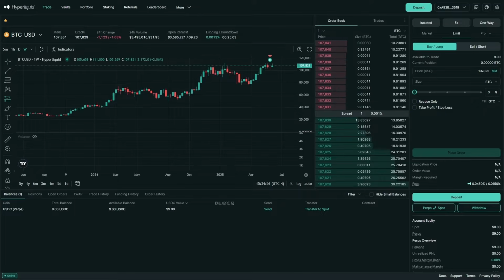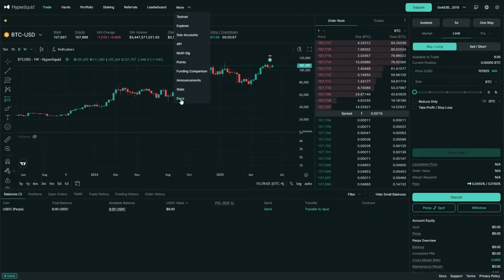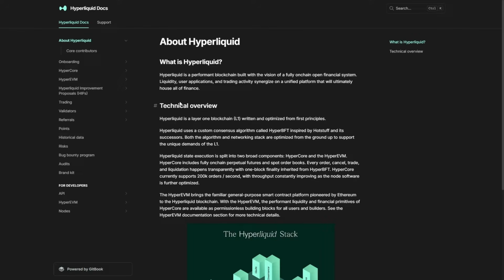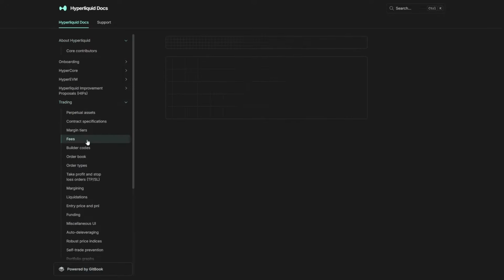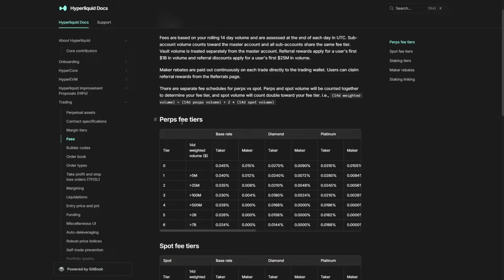Before we start trading, let's get familiar with the fees on Hyperliquid. Even though Hyperliquid is on-chain, there are no gas fees. The two fees we have to know about are trading fees and funding fees. Now to see the trading fees, we just have to go to More, press Docs, and go to Trading, Fees, and we can see the perp fees right here.